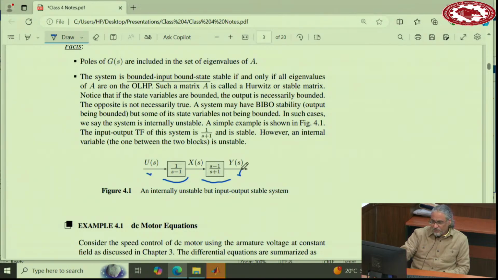You need to multiply these two. When you multiply, this will cancel with this one. And then you only have 1 over s plus 1. So transfer function is telling you, I only have one pole, and it's stable. State space says, no, I have two eigenvalues, one of them is unstable. So this system is internally unstable.